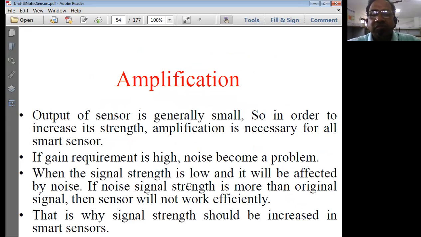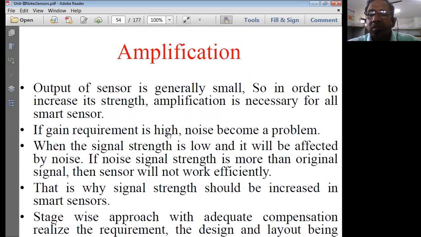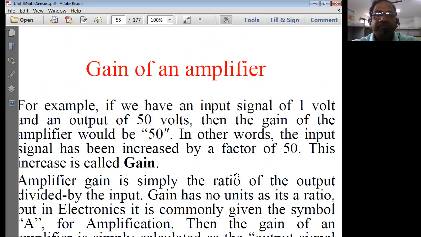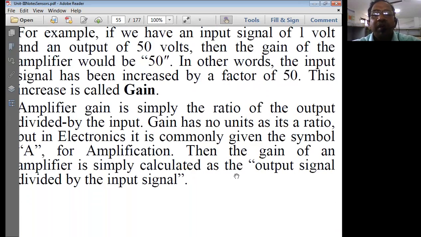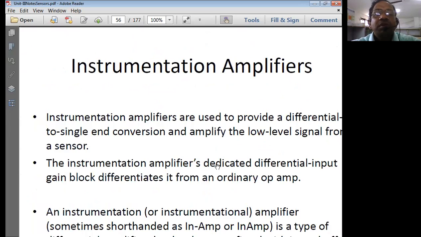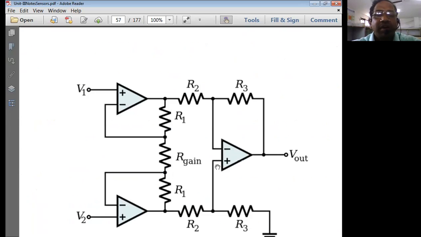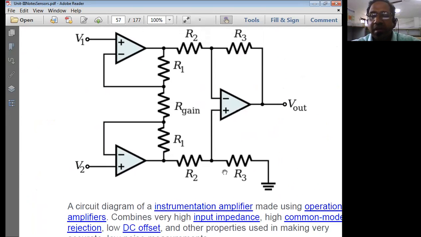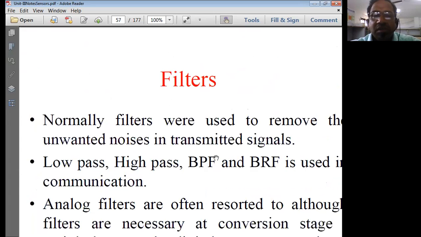And amplification, we have discussed. Amplification is a process required to amplify the weak output of the sensor, so that it can drive the following circuits. That is called amplification. Usually the gain of the amplifier will be a minimum of 50 for the smart sensor amplifier circuits. The next one is called the instrumentation amplifier. Instrumentation amplifier is normally used along with operational amplifiers. This is not in the syllabus, so I'm skipping this.